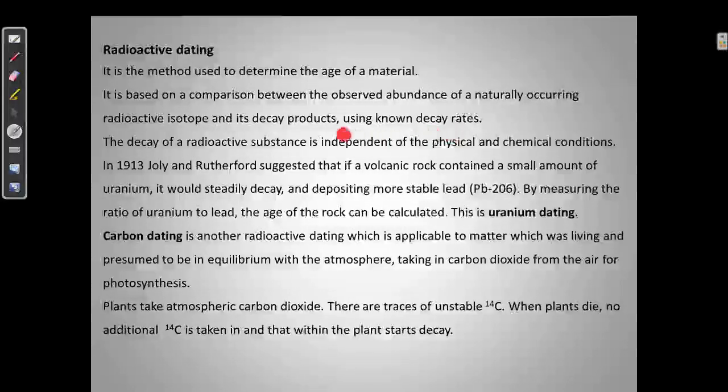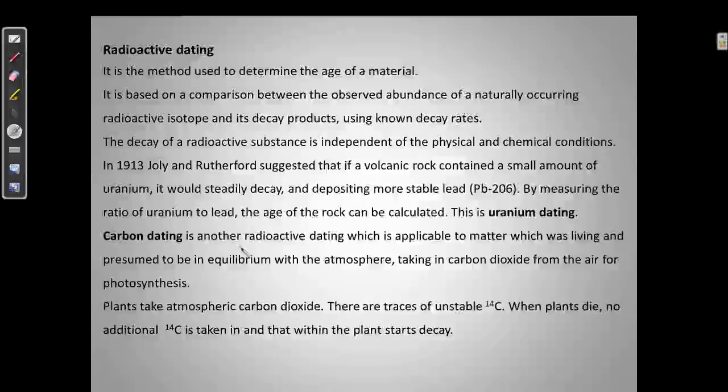So we should know the decay rate. What is the decay rate of uranium? Then using that we can find the quantity of lead and the quantity of uranium at present. So using the relative comparison, by measuring the ratio of uranium to lead, the age of the rock can be calculated. If we are using uranium, then it is known as uranium dating.